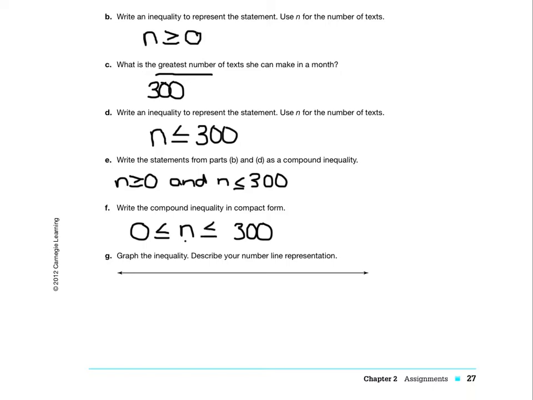And how was I able to get these? Well, I know that 0 is the least amount, 300 is the maximum or the greatest amount, and all of the numbers in between I'm allowed to be. That's why we have those less than or equal to signs.